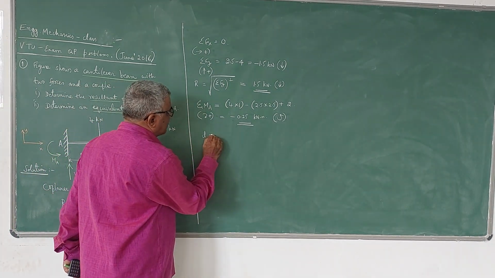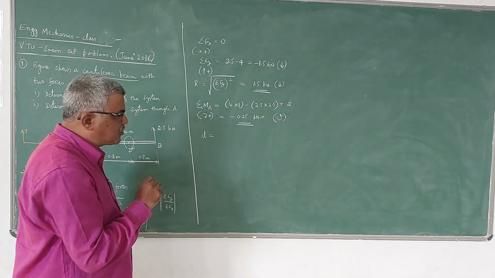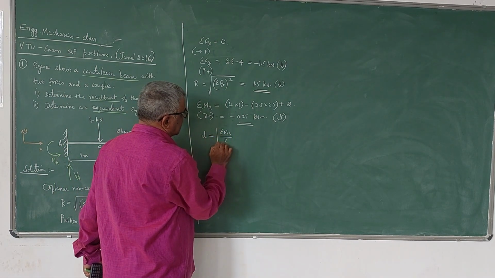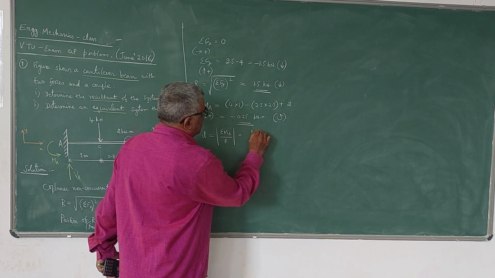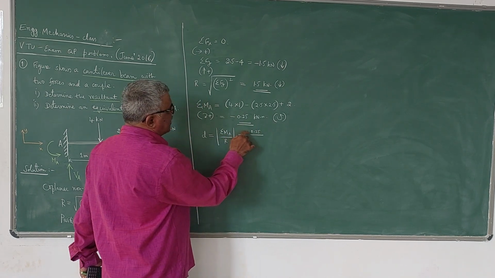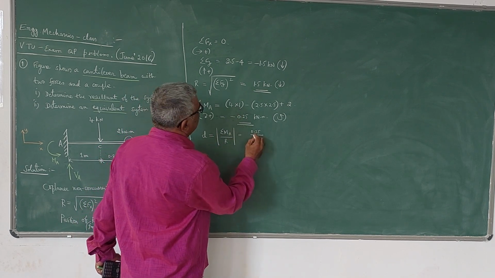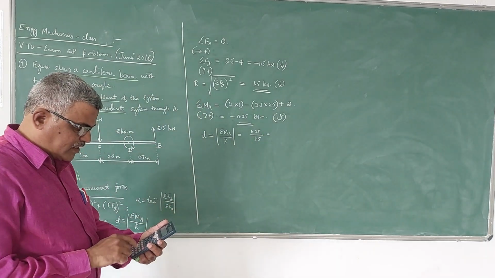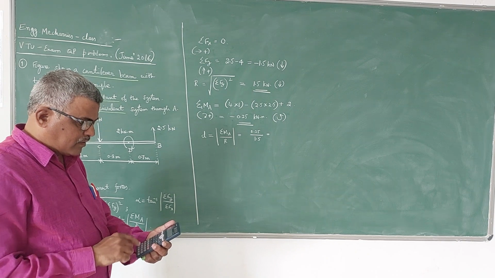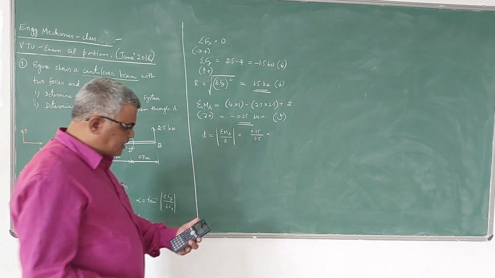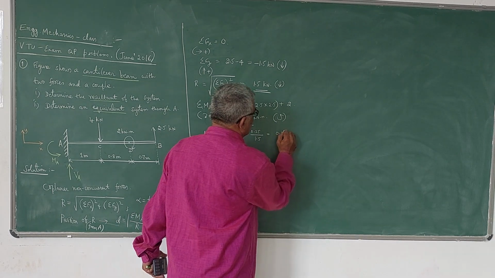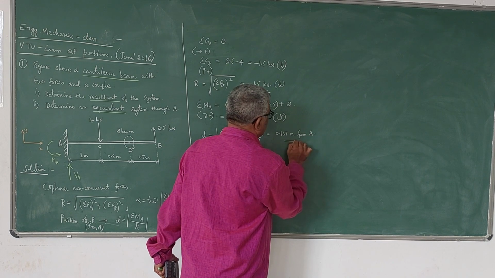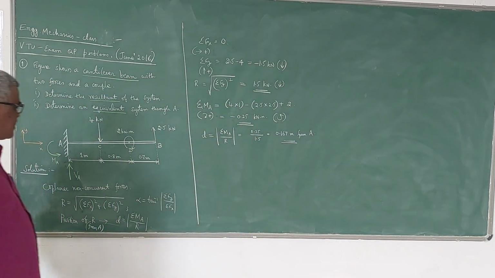So the distance D of the line of action of the resultant force from the point A is given by sigma MA by modulus of R, which is 0.25 divided by, since it is modulus, we take the positive value, the value of R, 1.5. So 0.25 divided by 1.5 is the value of D. It comes out to be 0.167 meters from A. So I have taken the position from the point A.